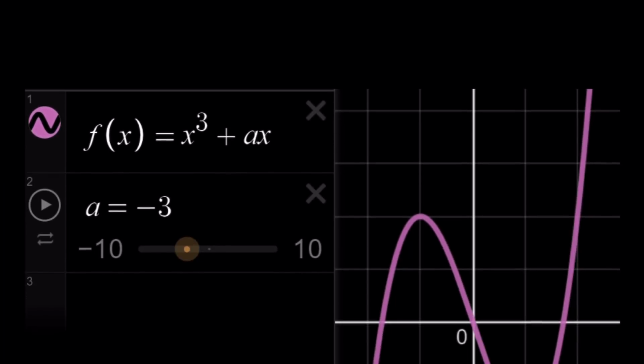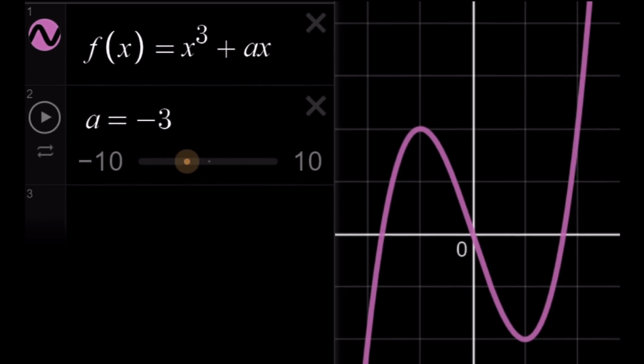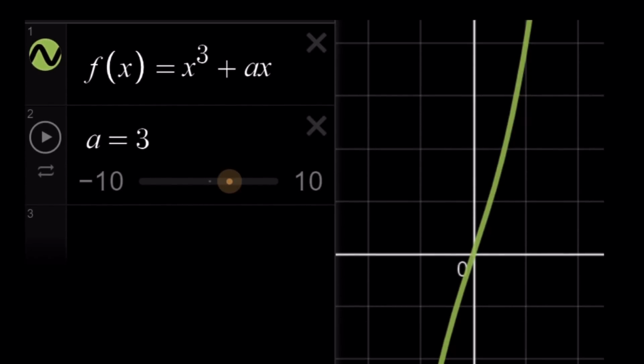But before that, let's take a look at some graphs. I'll show you two samples, first for a equals negative 3. This is the graph. As you can see, it is going to fail the horizontal line test. Therefore, it's not going to have a unique inverse. When a is negative, we're running into a problem. But when a is positive, like a equals 3, then you're going to have a single inverse, because our function is always going to be increasing. And we looked at it from a derivative perspective.